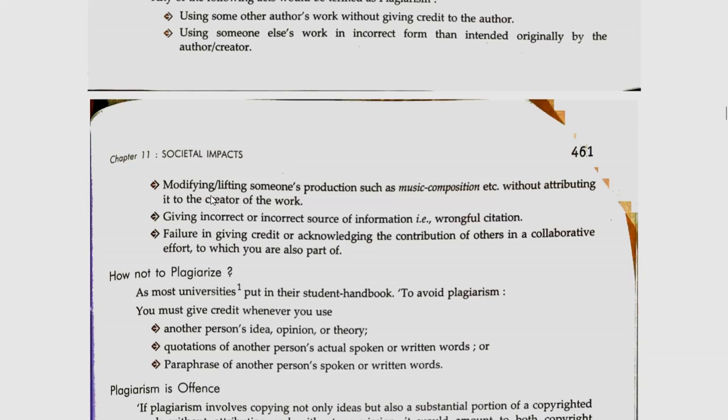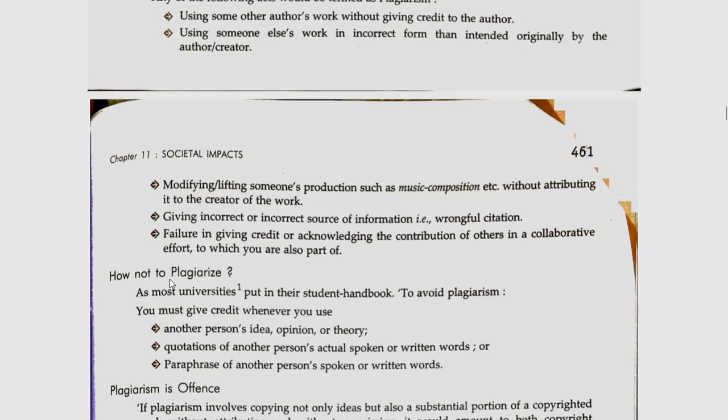Giving incorrect source of information, that is wrongful citation. Now, it is also possible that you are giving some wrong source of information. You have used that information from somewhere else, but you are presenting the link or the source of information from somewhere else. So in that case also you are committing plagiarism. And failure in giving credit, all these things come under plagiarism.